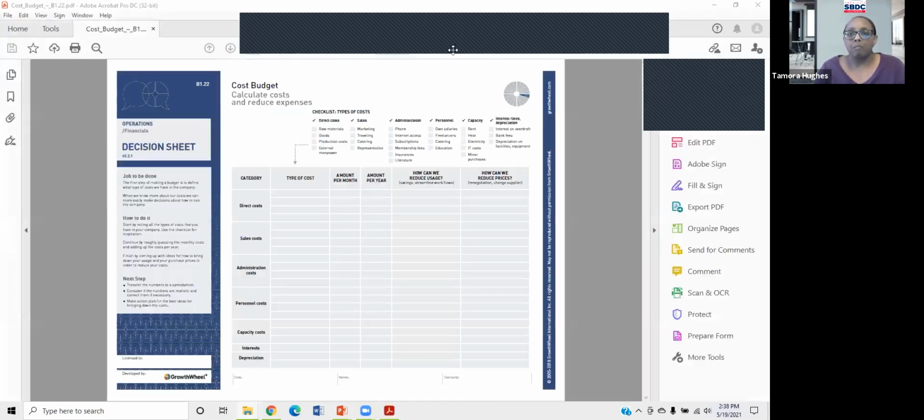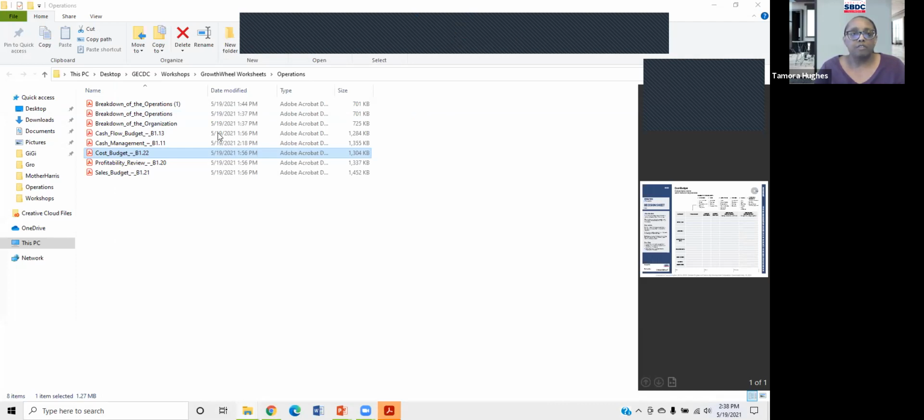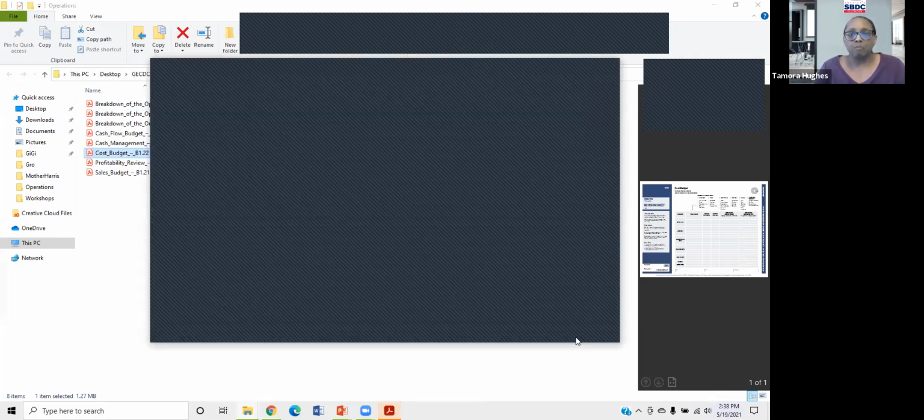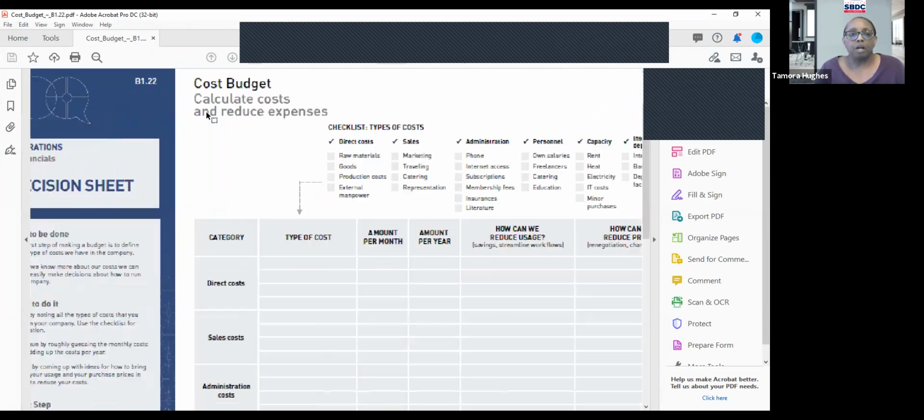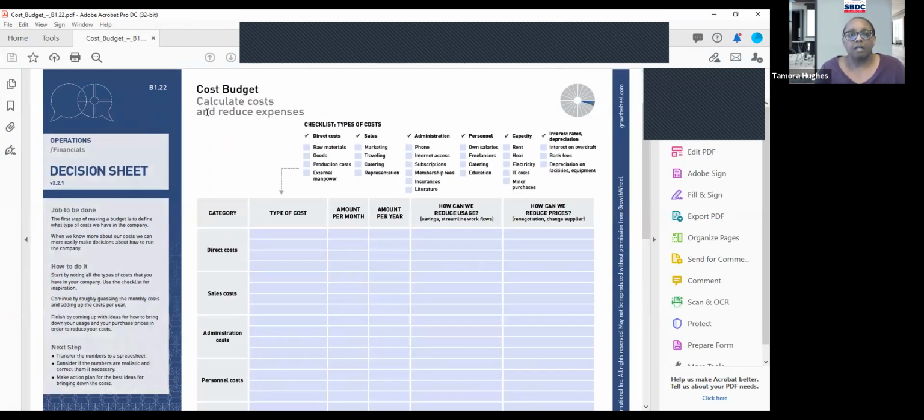Okay, all right. Make sure that you can see it. So this is the cost budget worksheet. And again, it's the same blue operations, so you know where you're at. We're on B1.22.